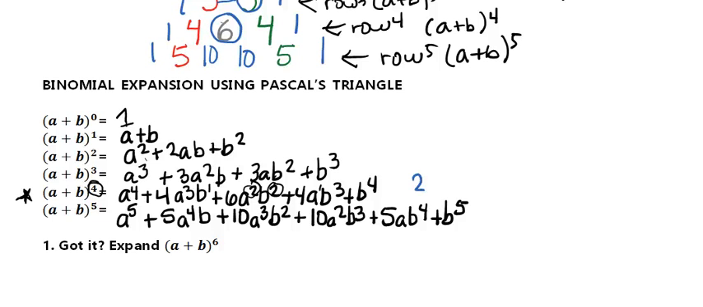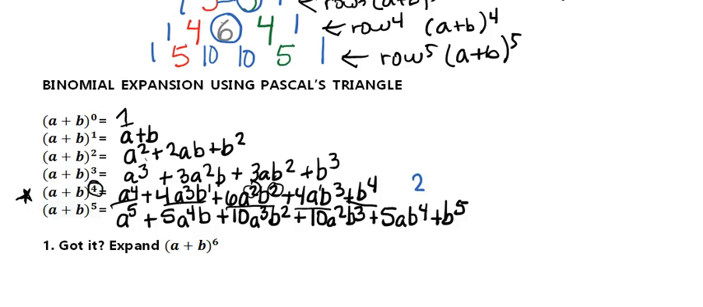So we have b to the 0, we have b to the 1, b squared, b cubed, and b to the fourth. So how many terms do we have in each of our expansions? Taking a look at our example again here, with our fourth power, we have 1, 2, 3, 4, 5 terms when we expand it to the fourth power.